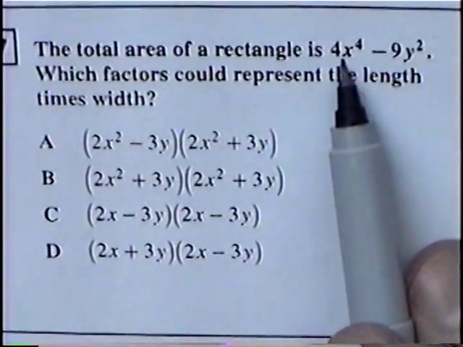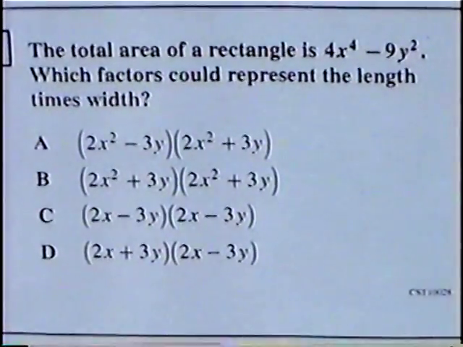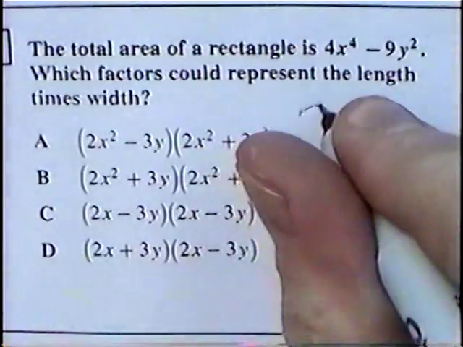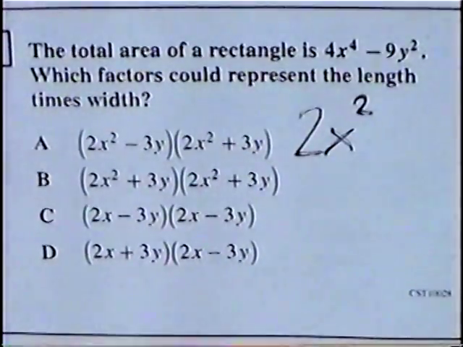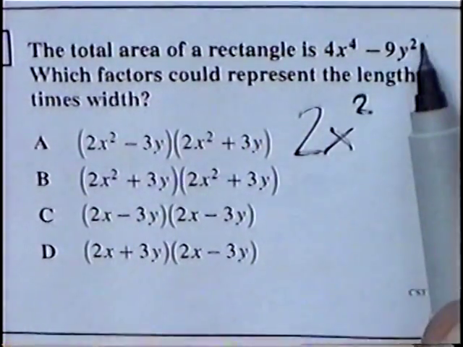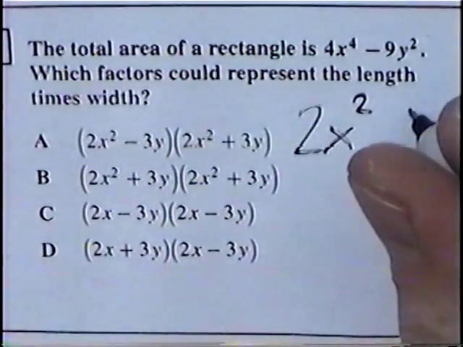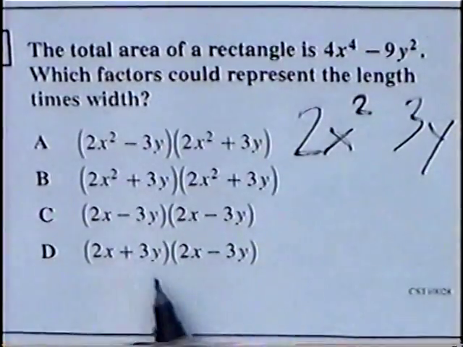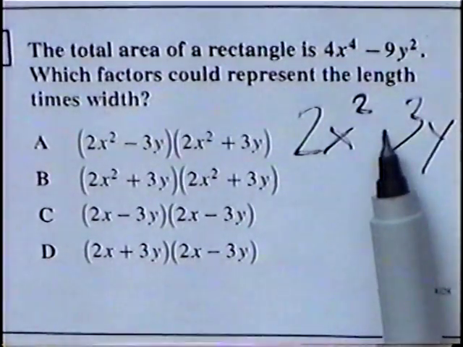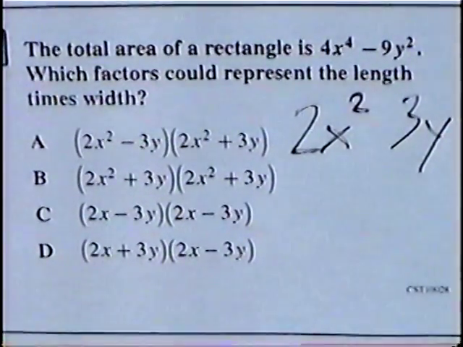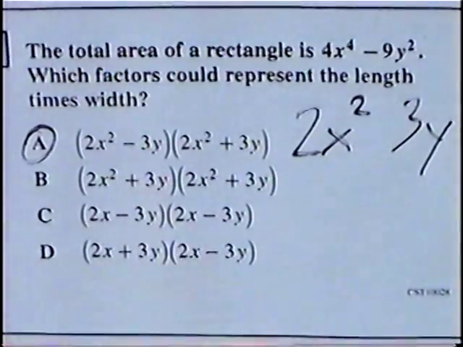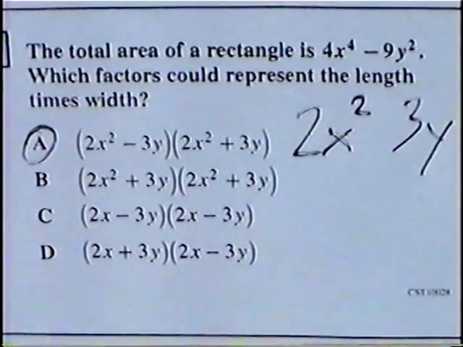The total area of the rectangle is the difference of squares. Taking the square root of the first term, 4x to the fourth, that would be 2x squared. And the second term, 9y squared, taking the square root would be 3y. The difference of squares will have two parentheses, one with a plus and one with a minus. So the correct answer would be A, 2x squared minus 3y, and 2x squared plus 3y.